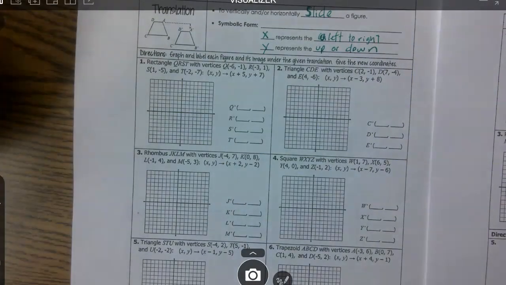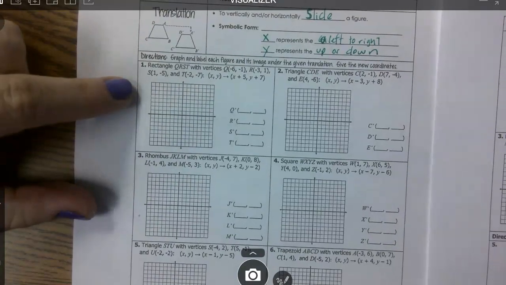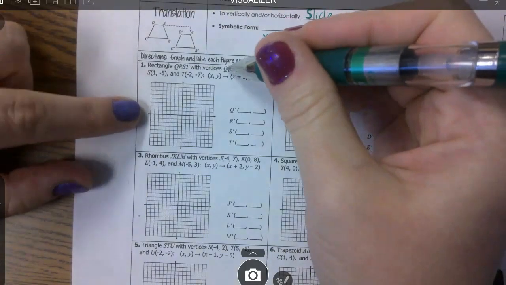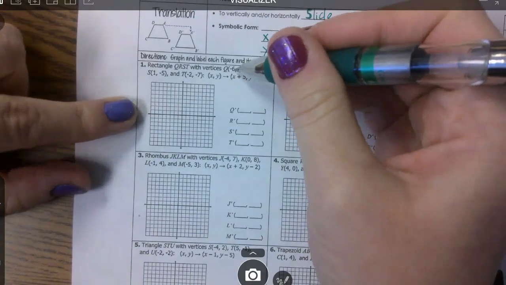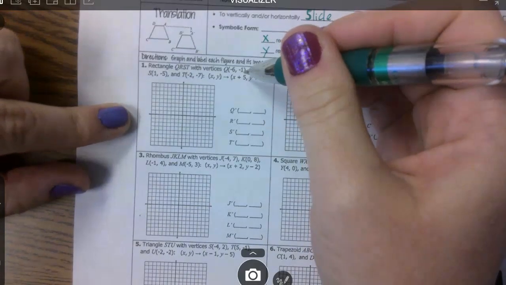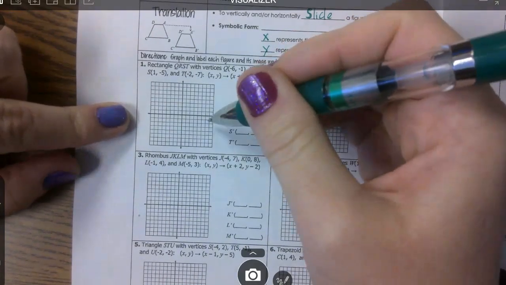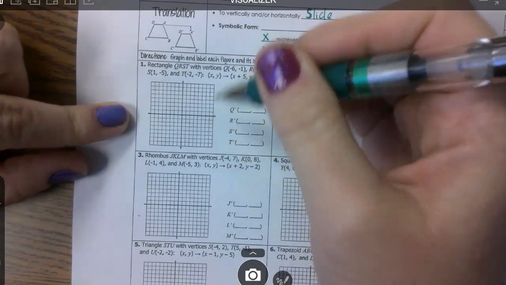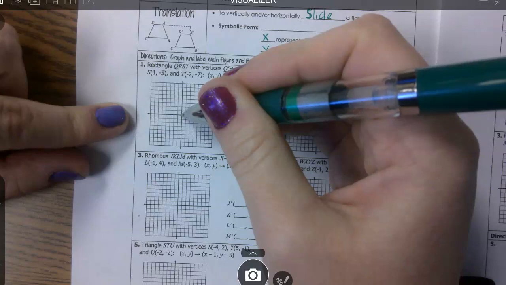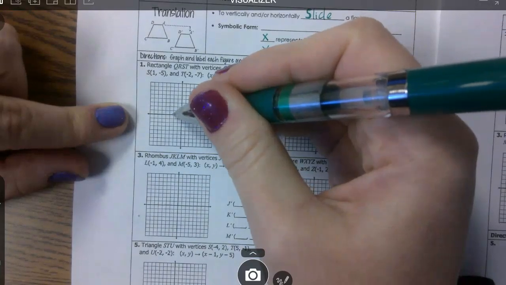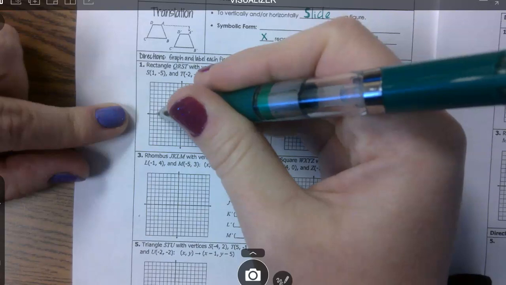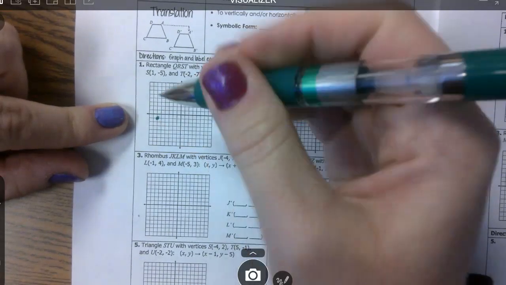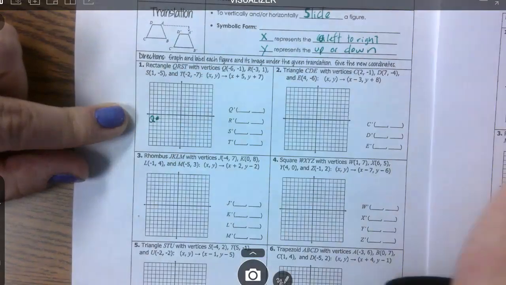The first thing we're going to need to do is just draw rectangle QRST. So let's start with each point and label them. So we're going to start with Q. Q is at (-6, -1). Now, oh no, these graphs are not labeled. That means we're going to have to count. Okay, so if I start at my (0, 0), I'm going to go -6: 1, 2, 3, 4, 5, 6, and -1 puts Q right there. So there's Q, and I have labeled it.